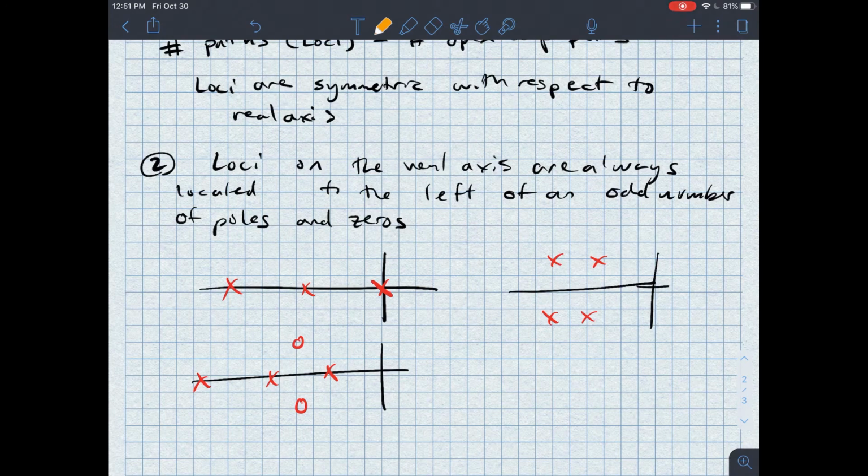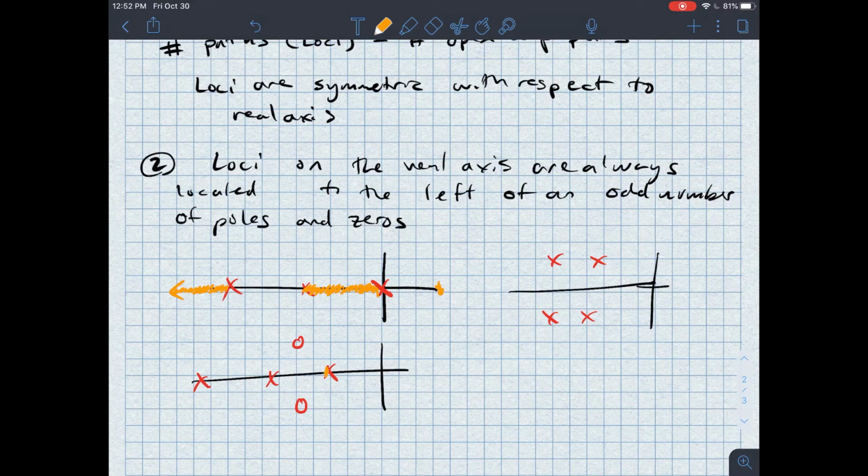So in the first one, the upper left, any paths or loci on the real axis are always located to the left of an odd number of poles and zeros. So I start from the right and I work my way over, and the first time I encounter a pole is at roughly zero here. And then I start a path, I'm denoting it in orange, and that path continues up until I come into contact with another pole, because that makes two poles, which is an even number. Then I keep going to the left and I have still two poles until I get to this third pole, and then my path will resume. And so on the real axis, I have paths that are to the left of an odd number of poles and zeros. Let's go to the next one.